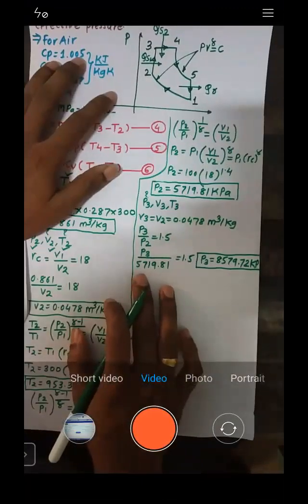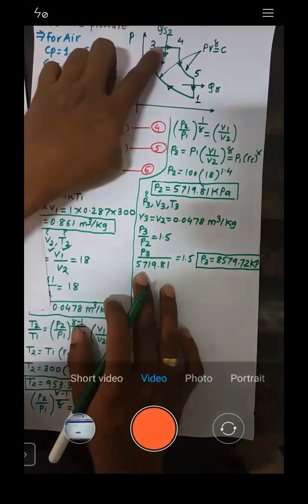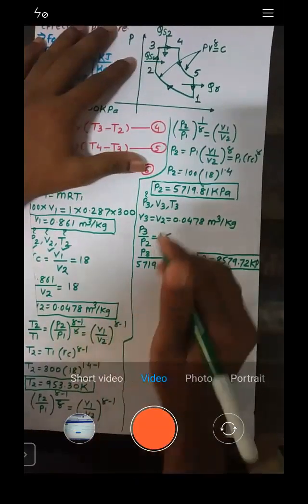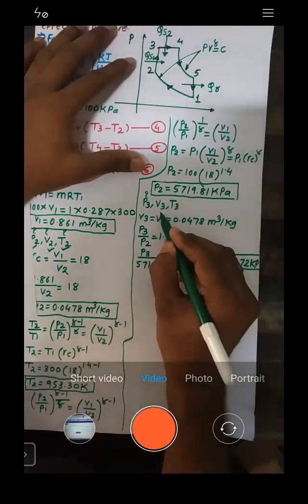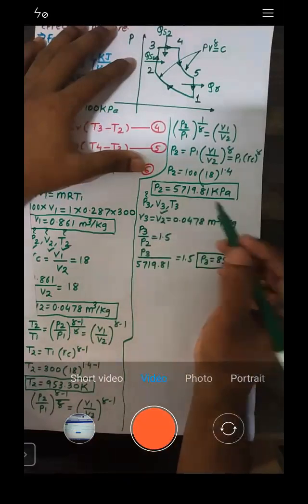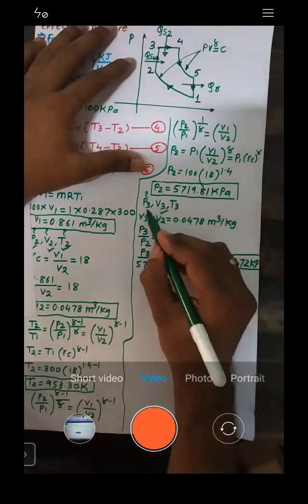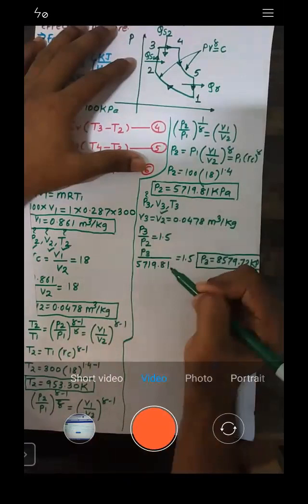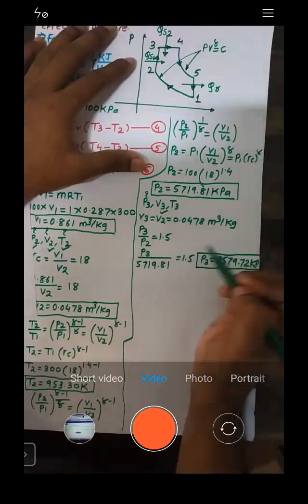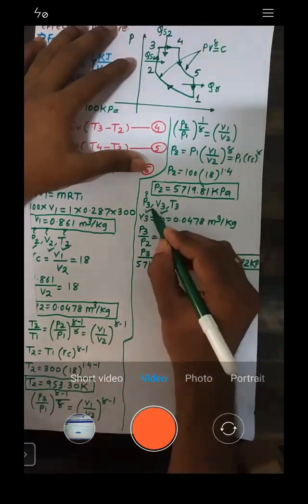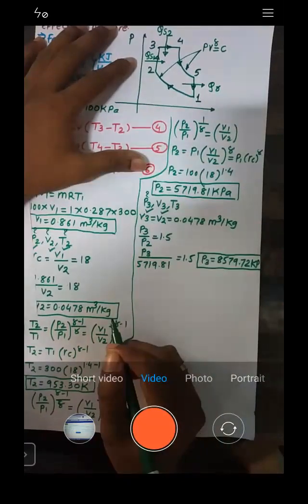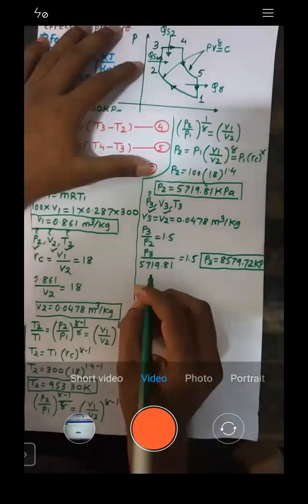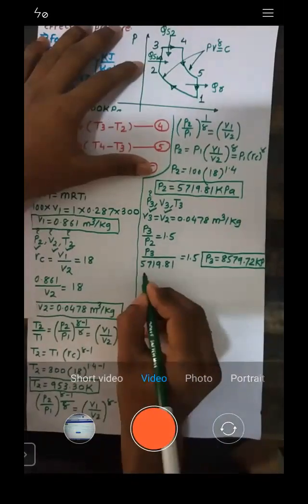Right? Now, when we see 2 to 3, P3 now I got, V3 now I got. Now I should get T3. How to get T3? See, 2 to 3, it is what? Constant volume. Okay, so I will just now directly write down the ideal gas equation.